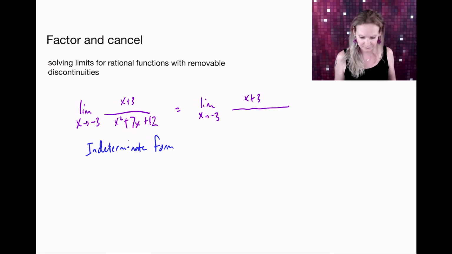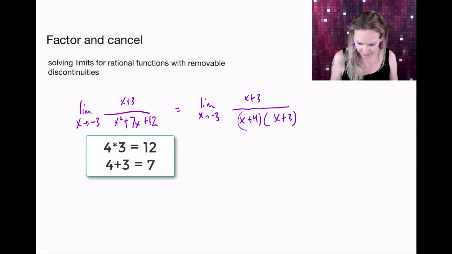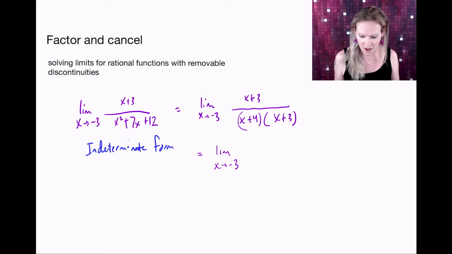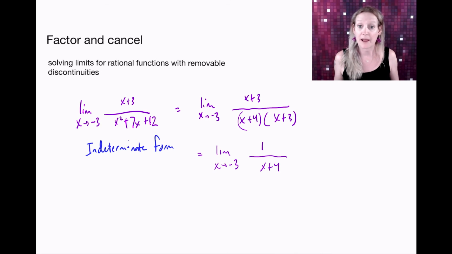So this factors as x plus 4 times x plus 3, because 4 times 3 is 12, and 4 plus 3 is 7. Groovy. So let's write down that this is equal to the limit as x approaches -3 of, well, I can cancel the x plus 3's, 1 over x plus 4. So now I did work.